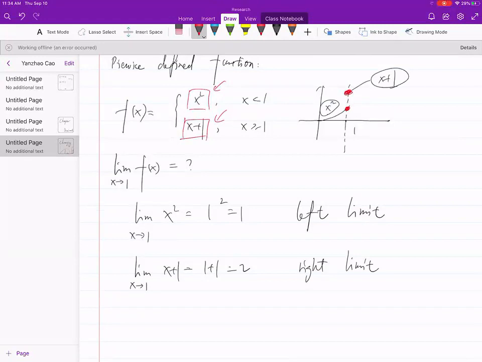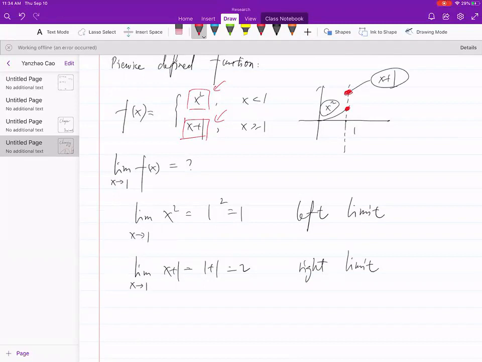After that, what we really should care about is, do they agree with each other? If they do, we have a limit. And if they don't, we have a jump. We should say the limit does not exist. Does that make sense to everybody?